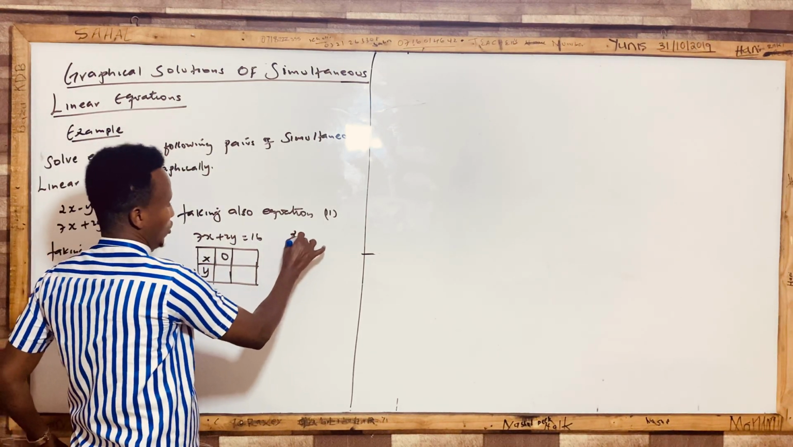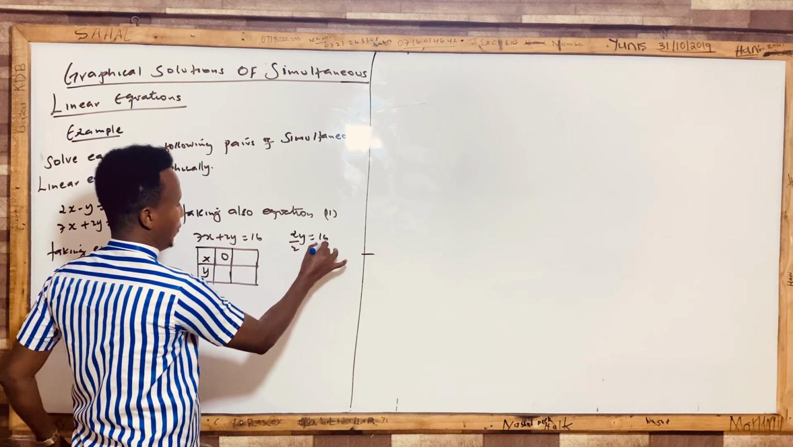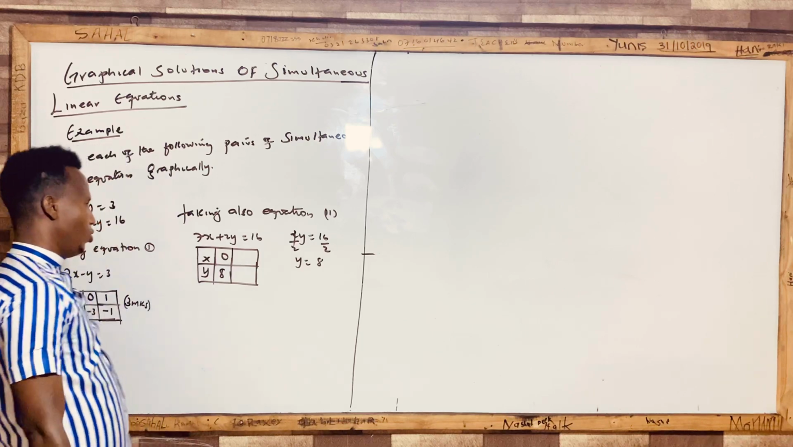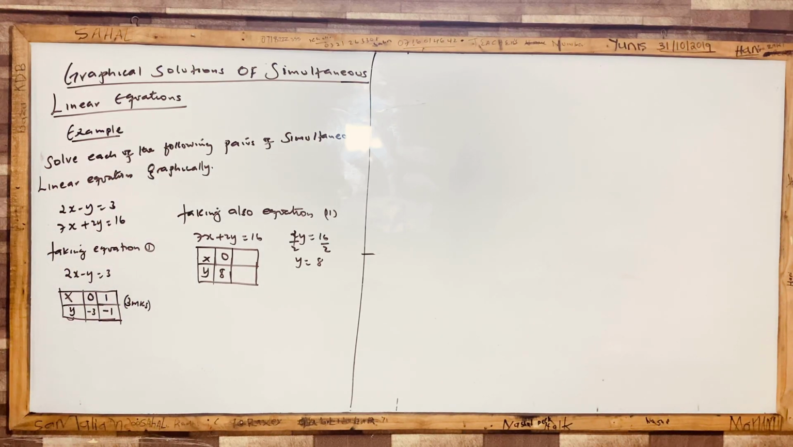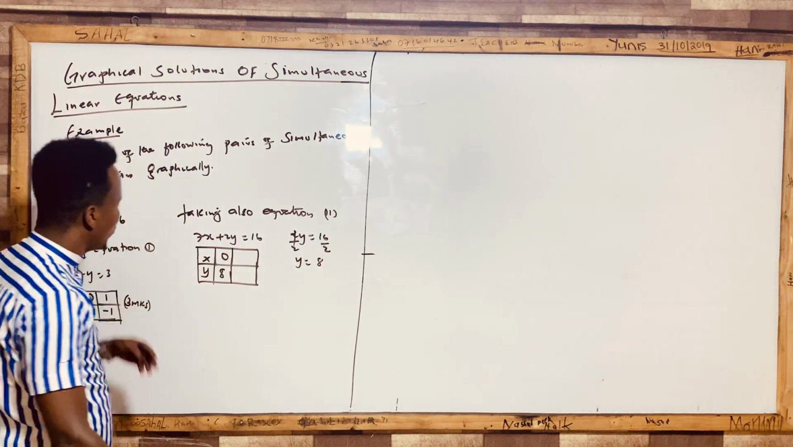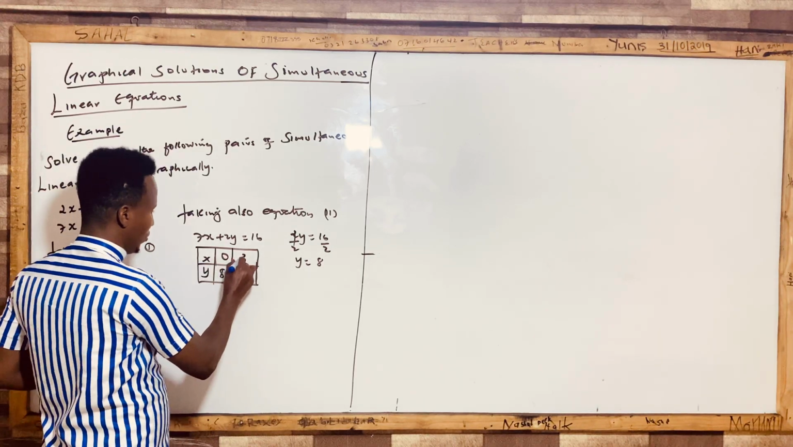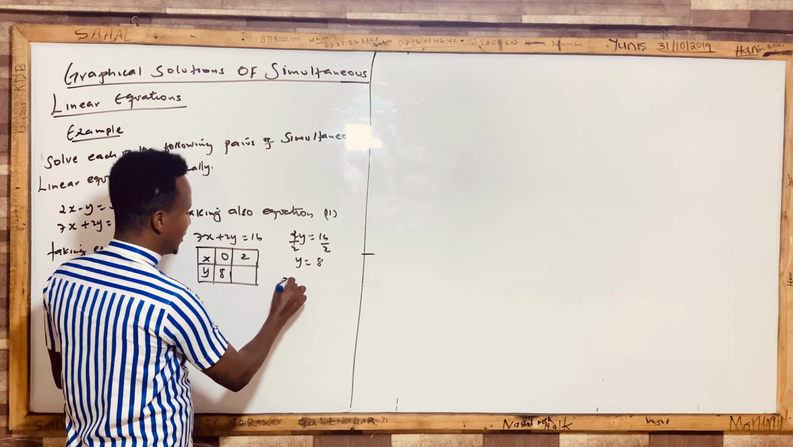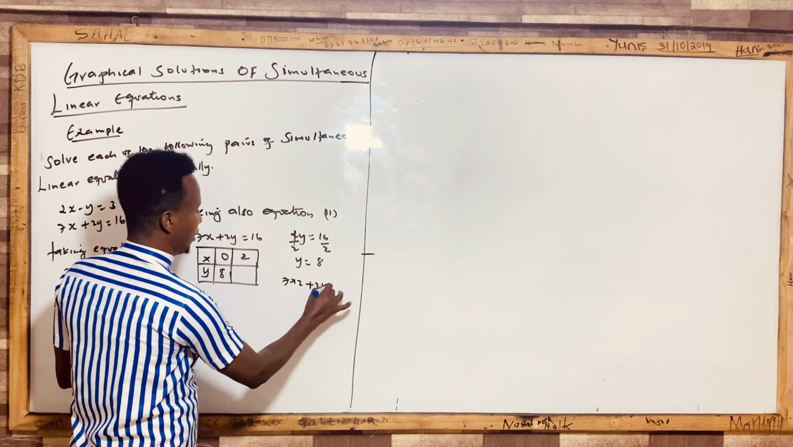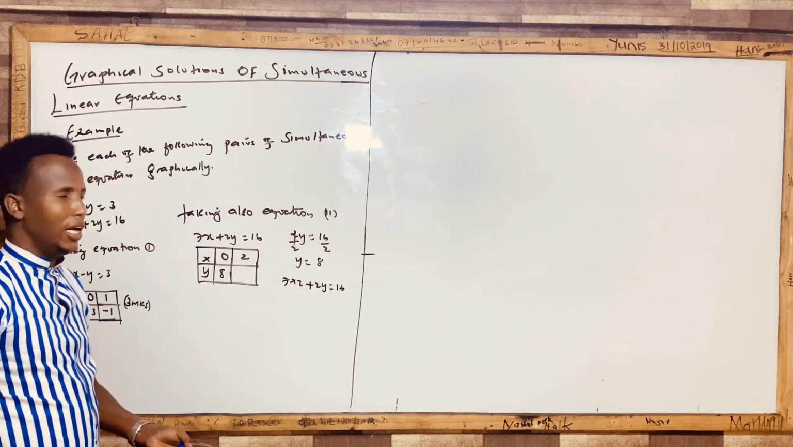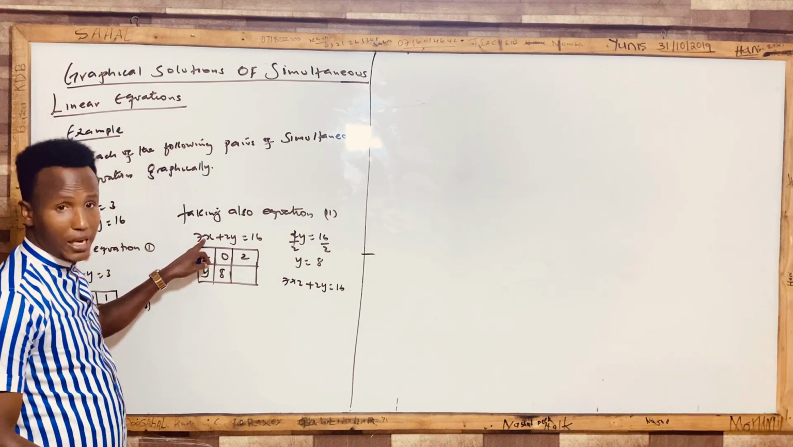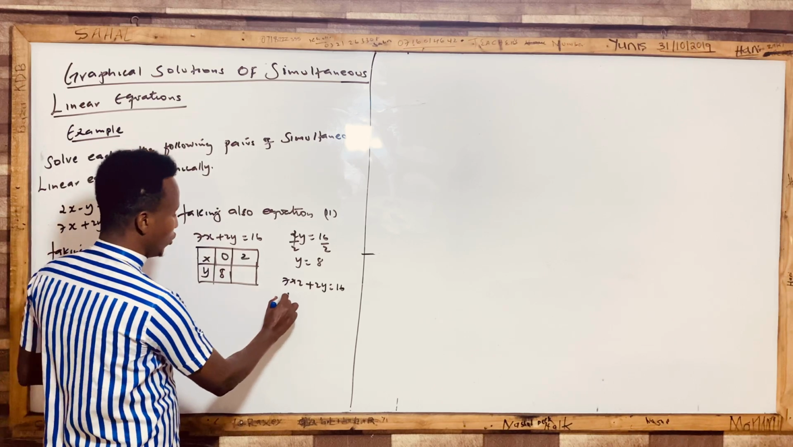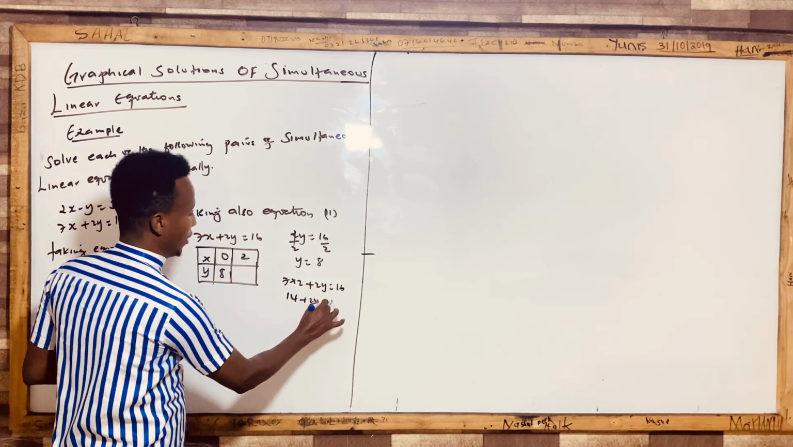2y is equal to 16. Divide both sides by 2. So y is equal to 8. Look how mathematics is fair, friends. Then let me take x as 2. When x is 2, that means 7 times 2 plus 2y is equal to 16. We are doing substitution here. 7 times the value of x, 7 times 2, so this will be 14 plus 2y is equal to 16.